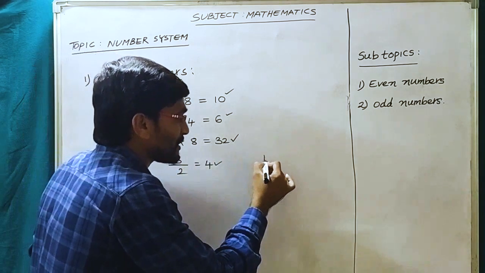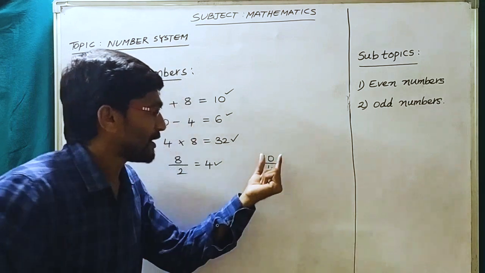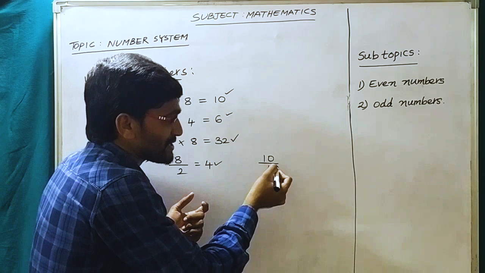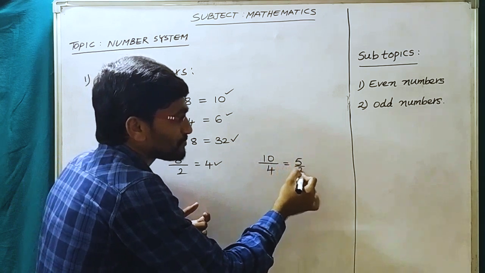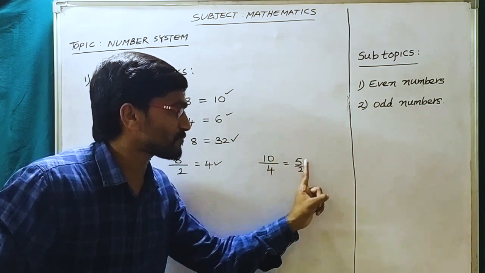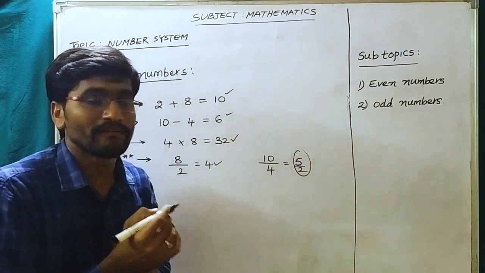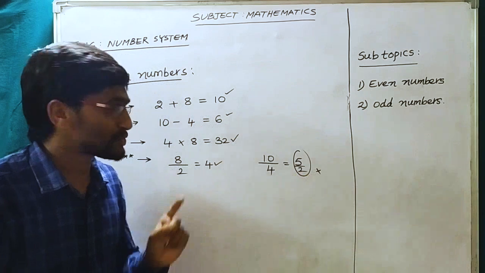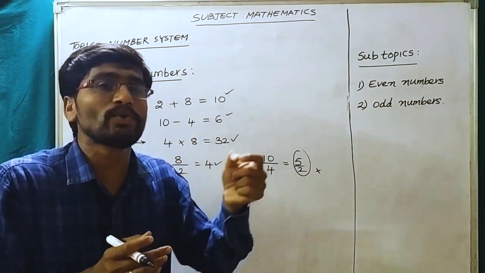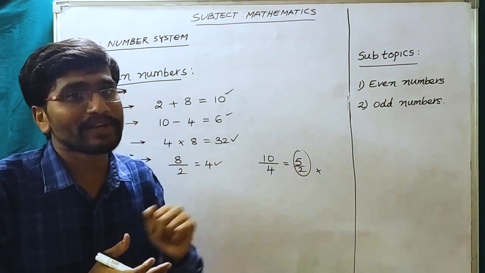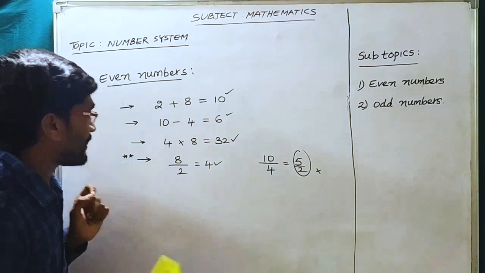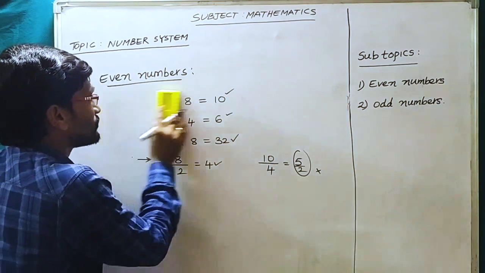I consider another number, 10 divided by 4. 10 is an even number, 4 is an even number, right? By dividing this, what do we get? By cancellation, we get 5 by 2. Is 5 by 2 an even number? No. So we can say the quotient of any two even numbers need not be an even number. And some more points here.